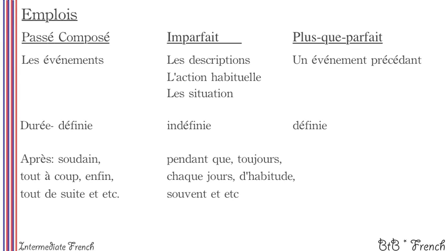Now, for the imperfect, you use it for descriptions, habitual actions, and situations. If you are describing someone's hair, someone's appearance, house, just any description, you use the imperfect. An event that you did every day, every week, you use the imperfect. Certain situations, you use the imperfect. Also, you use them with certain conjunctions, to be specific, and certain adverbs that are listed before you.